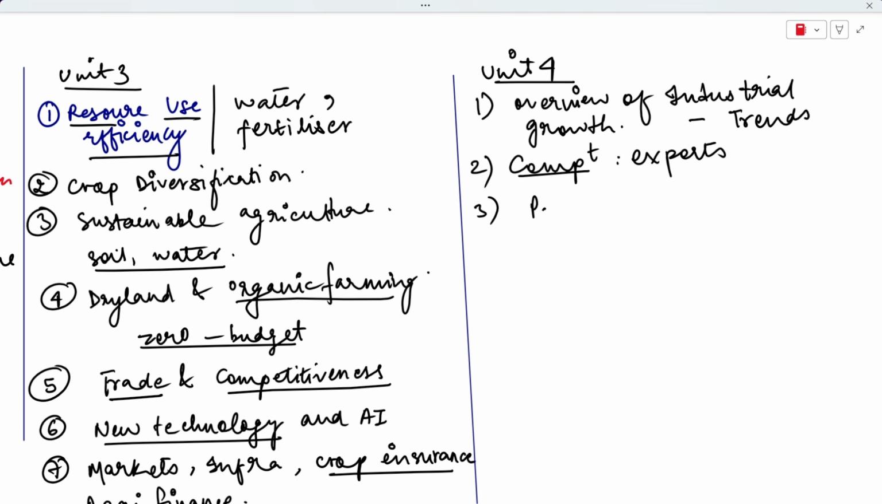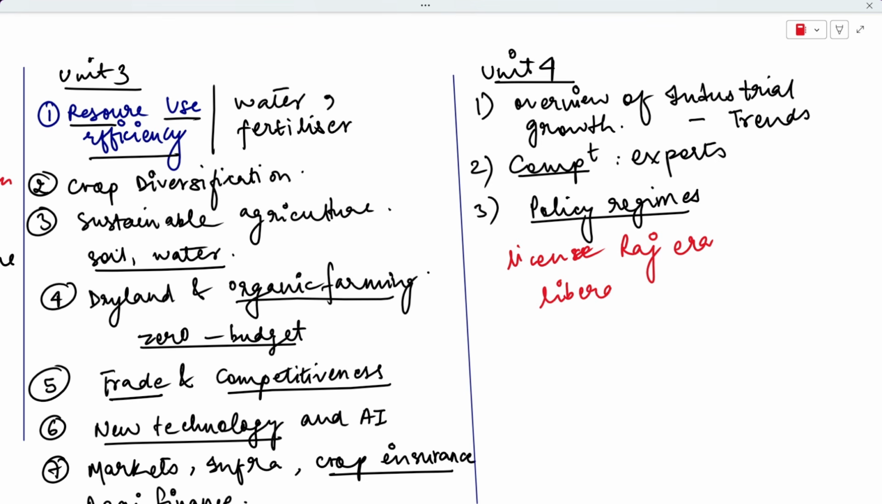Then we have policy regimes. Now what do we mean by policy regimes? We mean how industrial policy changed from the license raj era, and how did we move from this to liberalization? Because this ended at the time of the LPG policies, right? So then we moved towards liberalization. So this is what we need to discuss. How did this shift happen, right?